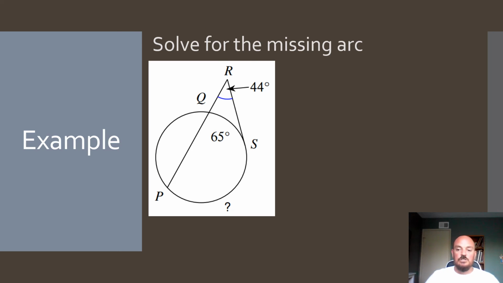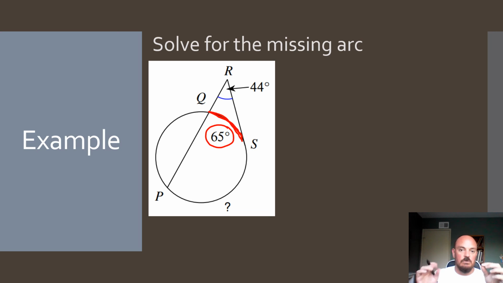Okay, one last question. I'm going to do the same thing I've been doing all module long, where I give you a question, we kind of do it the normal way, and then I flip it around backwards. So now what I've done is I've given you the angle. The angle is 44 degrees. I also gave you the smaller arc. The smaller arc right here is 65 degrees. Now the bigger arc is the question mark.